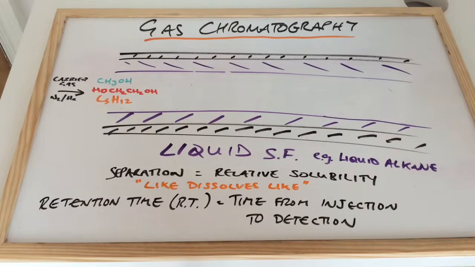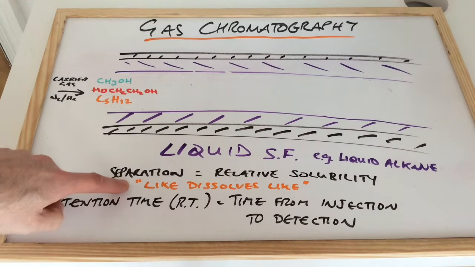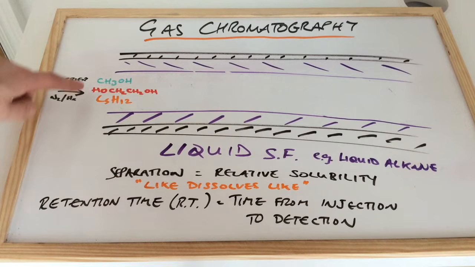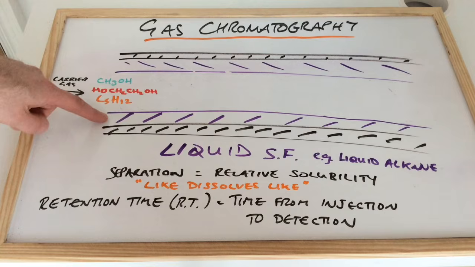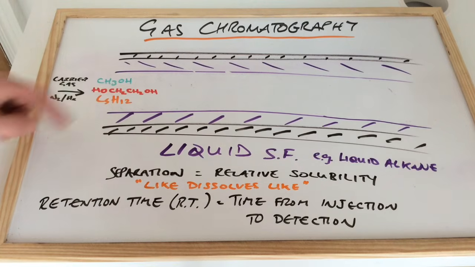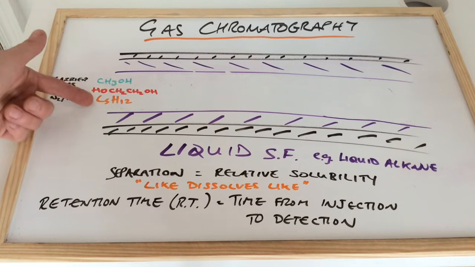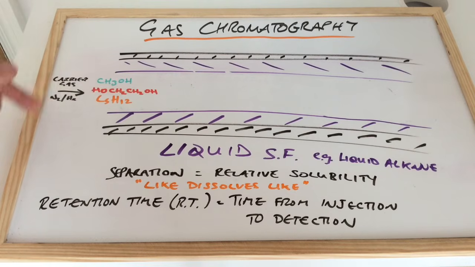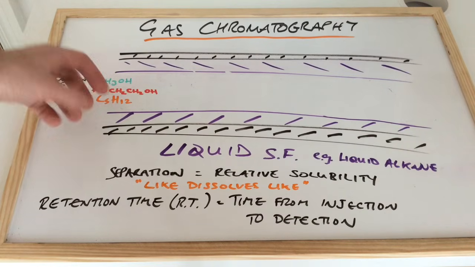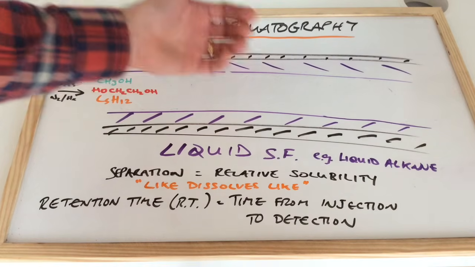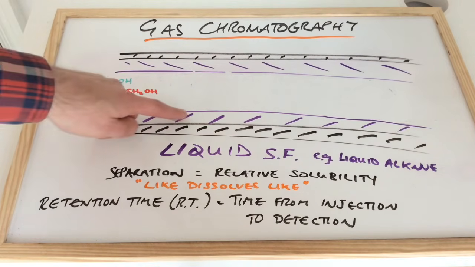So to help us explain how the separation takes place now, I'm going to use this phrase, like dissolves like, and we're going to think which of these three is going to dissolve the most readily in the stationary phase, and it's obviously going to be the one that's most like it. It's the alkane. And that's because this alkane can form van der Waals forces with the stationary phase. And that's obviously going to slow it down. The carrier gas is going to struggle to move it through because it's dissolving into here.